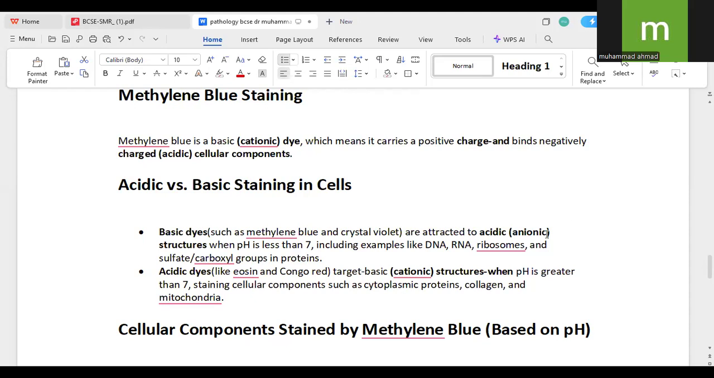Anions are negative charge and cations are positive charge. So basic dyes like methylene blue and crystal violet attract to the acidic portion of the cells, the anionic portion of the cells. Okay, they have negative charge. And acidic dyes like eosin and Congo red go for the positive portion of the cells, like protein, collagen, and mitochondria.